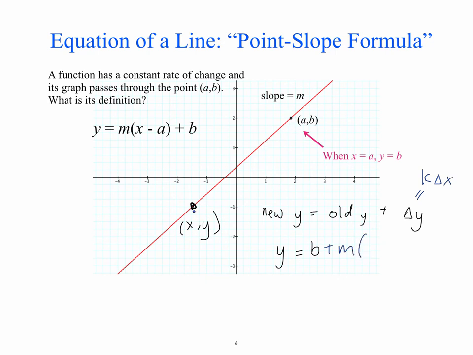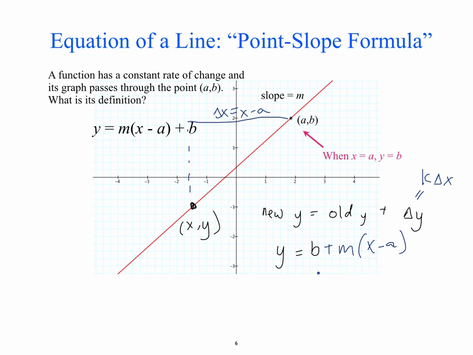To get from this point to this point, what do you have to do? So this is my delta x, and my new x value is x, my old x value is a. So change in x is x minus a. Okay? That's where this comes from.